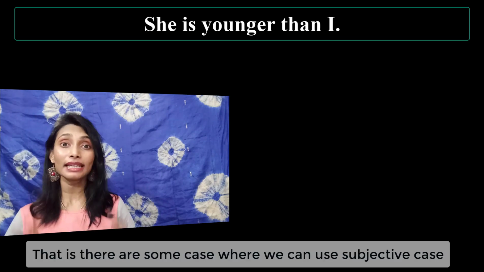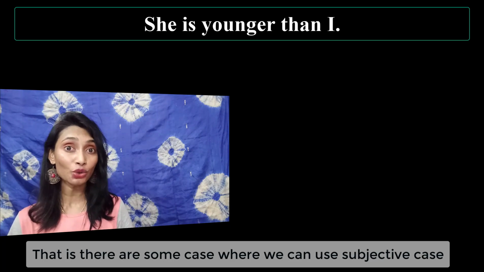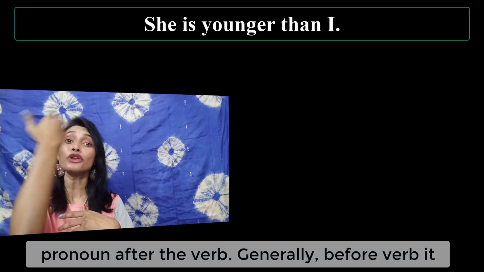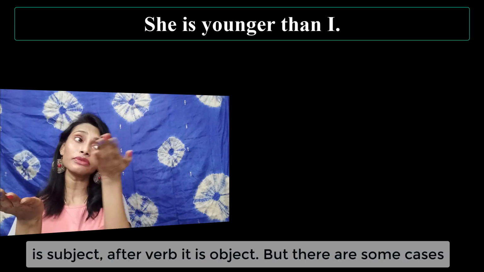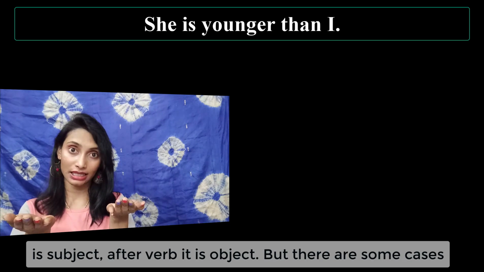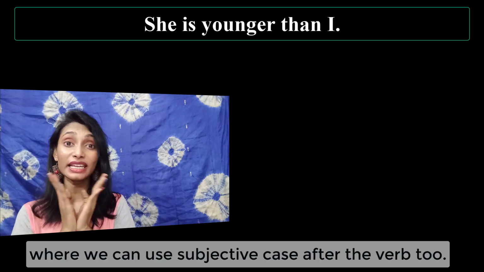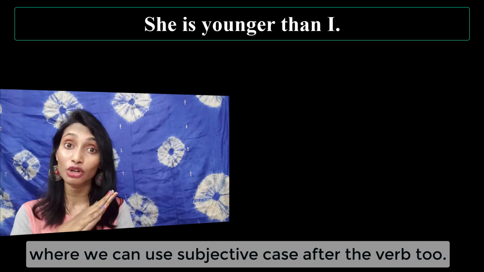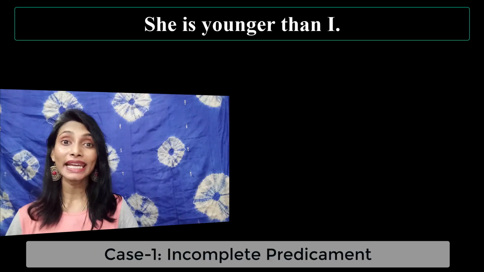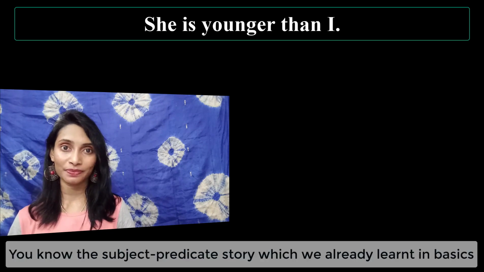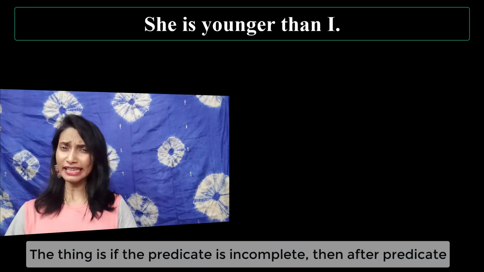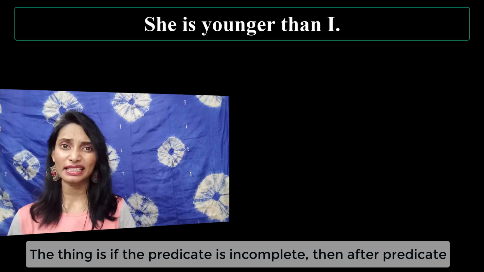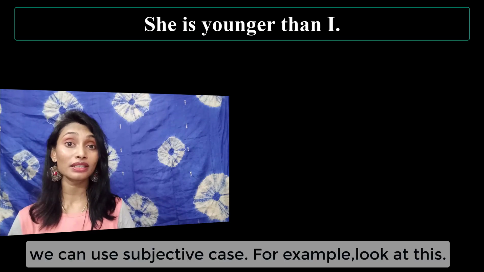That is, there are some cases where we can use a subject case pronoun after the verb. Generally, before the verb it is subject, after the verb it is object. But there are some cases where we can use subject case after the verb too. Case number 1: incomplete predicate. You know the subject predicate story which we already learned in basics. If you haven't, please go through the basics. The thing is, if the predicate is incomplete, then after the predicate we can use subject case.